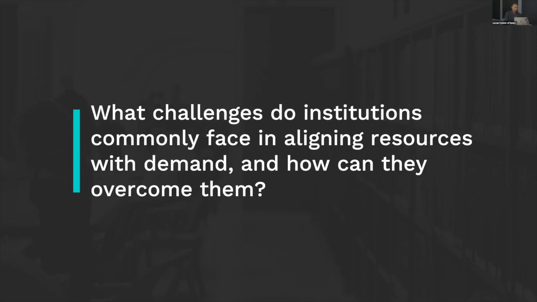Very interesting. Next question: what challenges do institutions commonly face in aligning resources with demand, and how can they overcome them? This is a very interesting question, because there are many schools out there, regardless of size, regardless of whether they're a 4-year or a 2-year school, that are actually doing scheduling on spreadsheets. And they have multiple people doing that, especially if you have a college with multiple campuses. So then you're scheduling all different types of classes on different campuses that may have different types of classrooms. So you have an awful lot of labor involved with scheduling those classes.